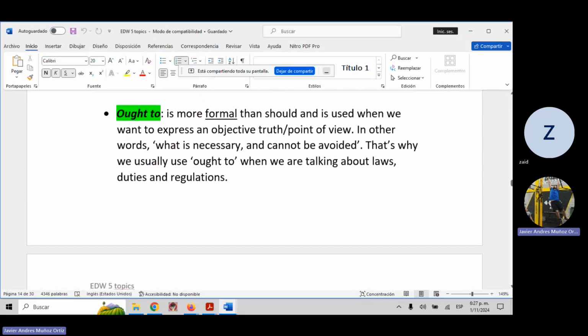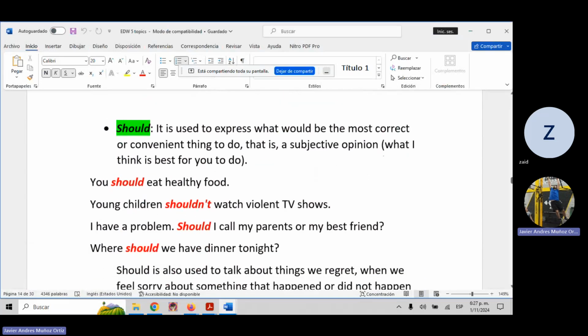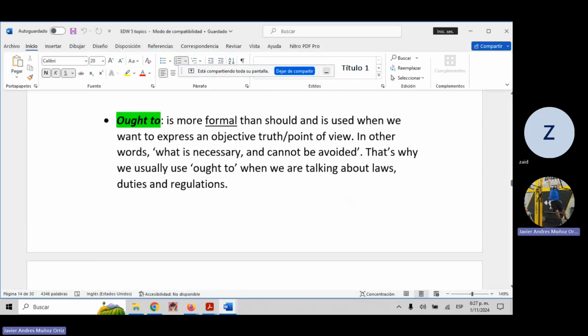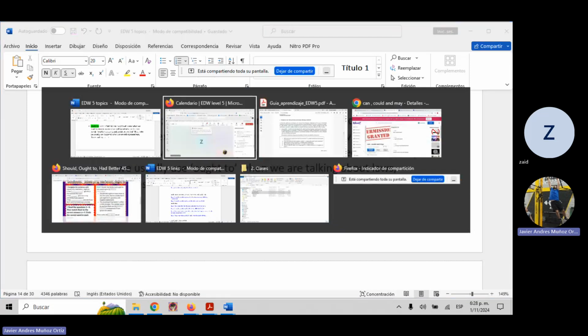Let's go with the third one, ought to. Ought to is more formal than should, and we use it when we want to express an objective point of view, an objective truth. Should is according to my point of view, my idea, my vision of how the world works. This is very subjective. Ought to is more objective, based not on opinions but on data, experience, information. So this is more coherent, more accurate. In this case, we use ought to express what is necessary to do and cannot be avoided.